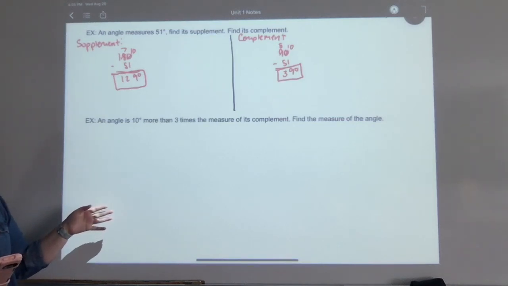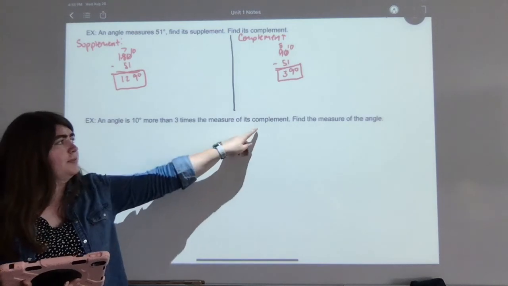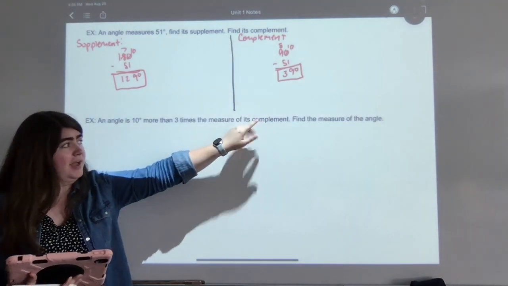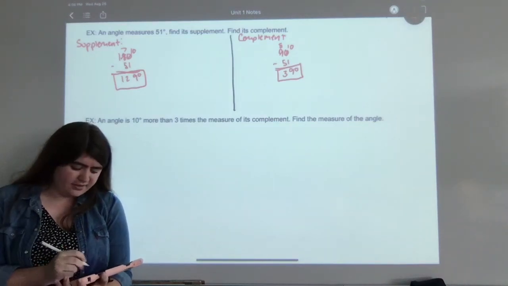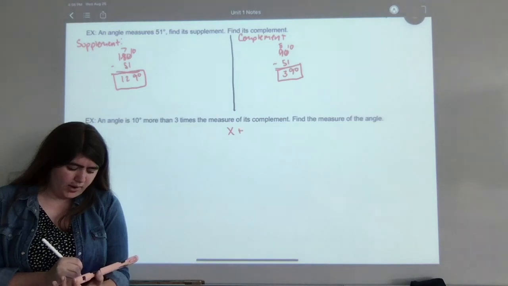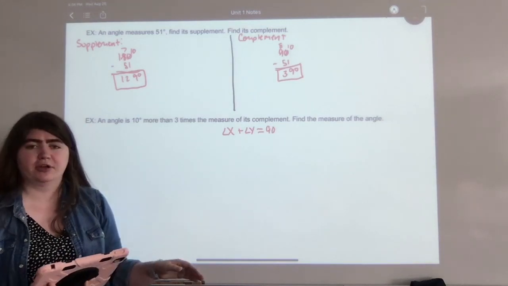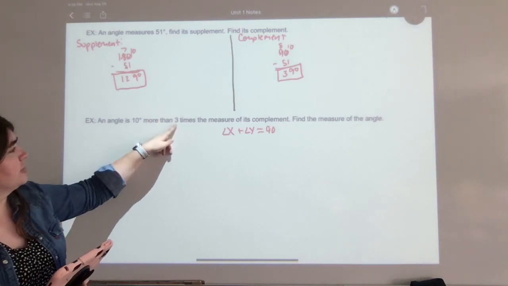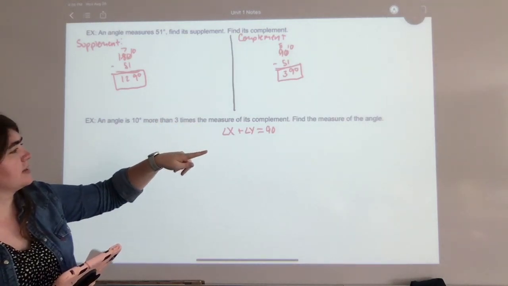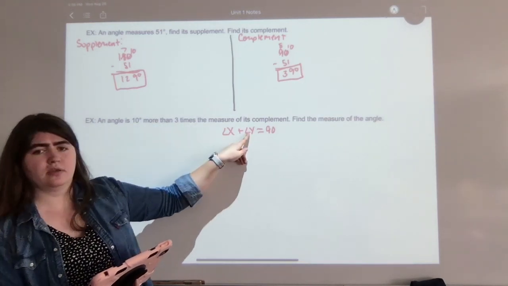All right, so if our angle is 10 more than 3 times the measure of its complement, the complement is the first thing we're going to work with here, because I'm recognizing that I have to have two angles. I'm going to call them X and Y. So X and Y should add up to 90 degrees because they're complementary. If one of my angles is 10 more than 3 times the measure of its complement, then one of these angles needs to be 10 more than 3 times the other.